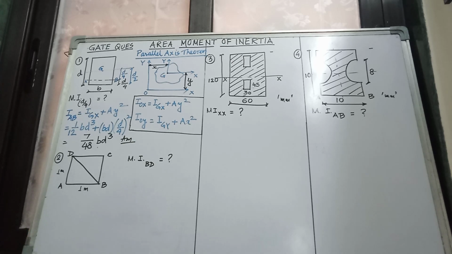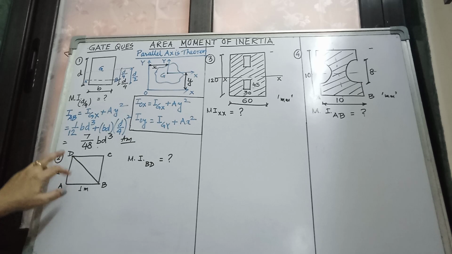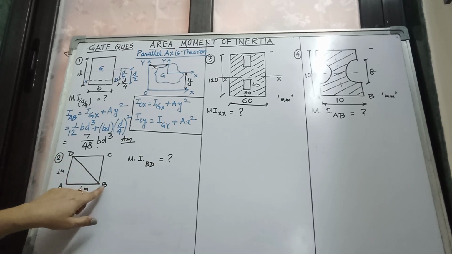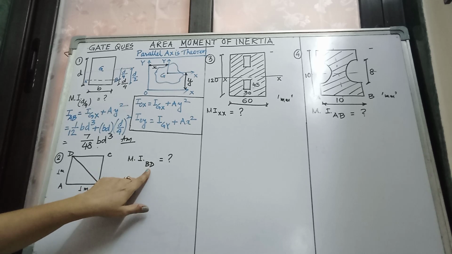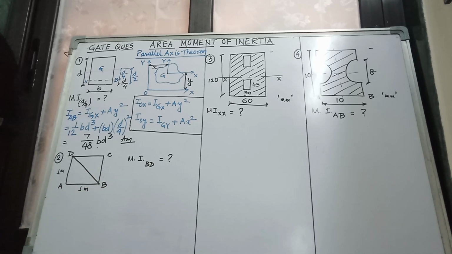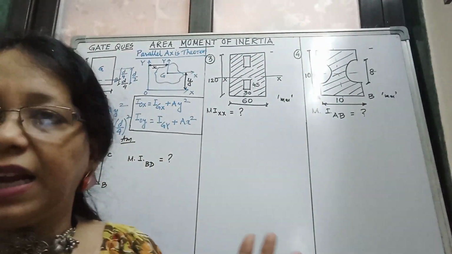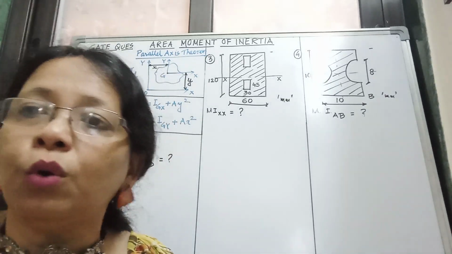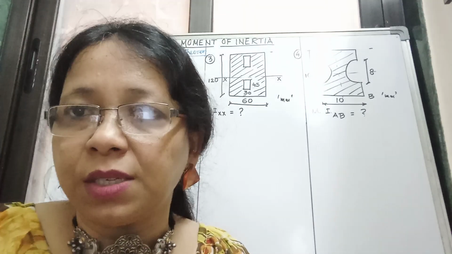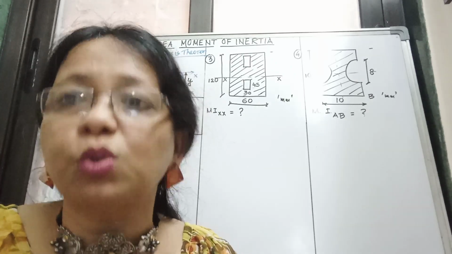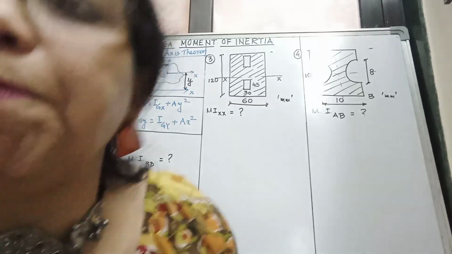Let us go through the second question. What is the second question? This is a square of side 1 meter, 1 meter. We have to find the moment of inertia about its diagonal BD. Is the problem clear? We know the moment of inertia about the centroid of a rectangle and about the base of a rectangle, but we do not know the moment of inertia about its diagonal. So we cannot apply any direct formula. In that case, how will we do it? Let us see.